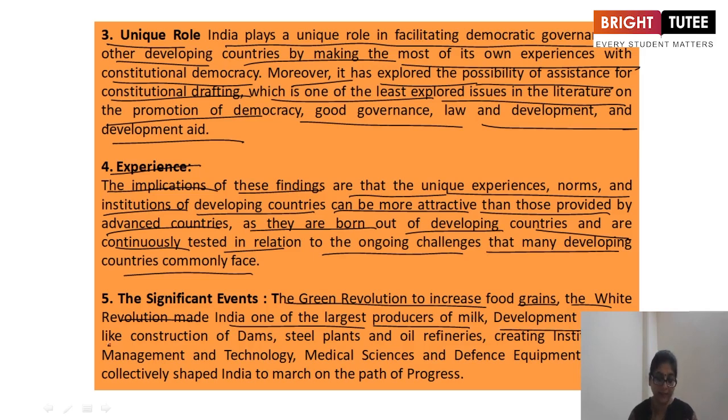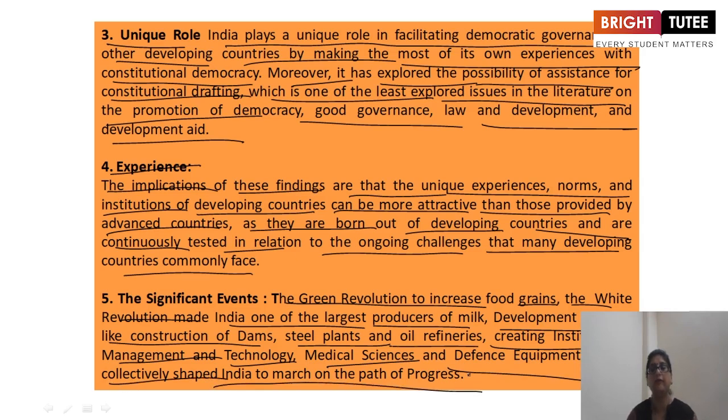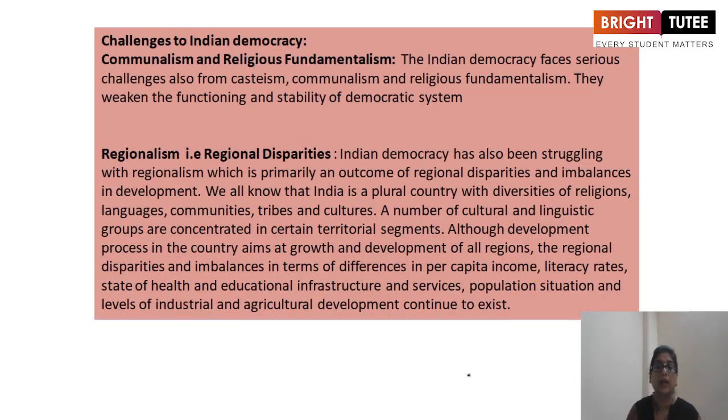And development projects like the construction of dams, steel plants and oil refineries, and creating institutes of management and technology, medical sciences, and defense equipment collectively shaped India to march on the path of progress. And we all are witnessing all these things. Now, a few challenges are also there in the Indian democracy. That means a few hurdles are also faced by Indian democracy.